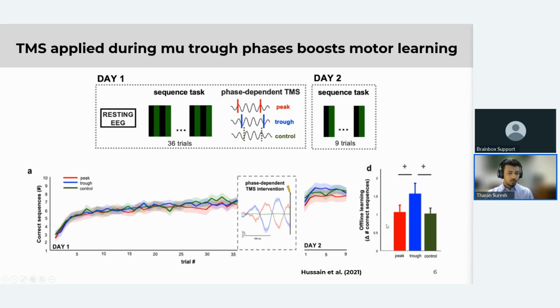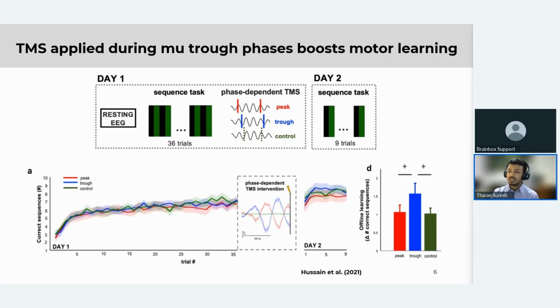Interestingly, it's only the group that received trough phase specific TMS intervention that showed the greatest improvements in offline learning. It's also important to note here that the sham stimulation and the peak stimulation showed similar levels of improvement. So this study indicated a potential endogenous motor memory formation mechanism that is potentially biased towards mu rhythm trough phases, and that these plasticity mechanisms induced by TMS could reflect a mu phase dependent memory formation mechanism.